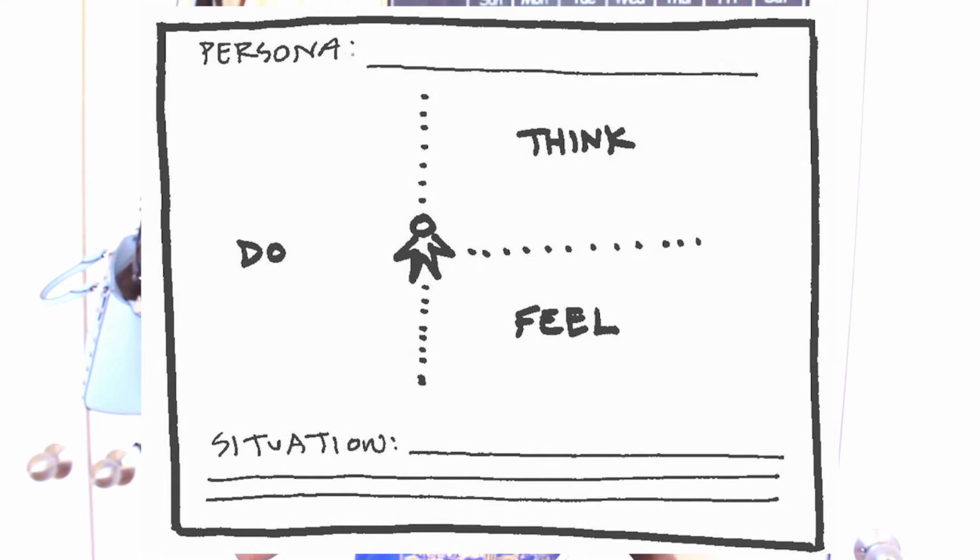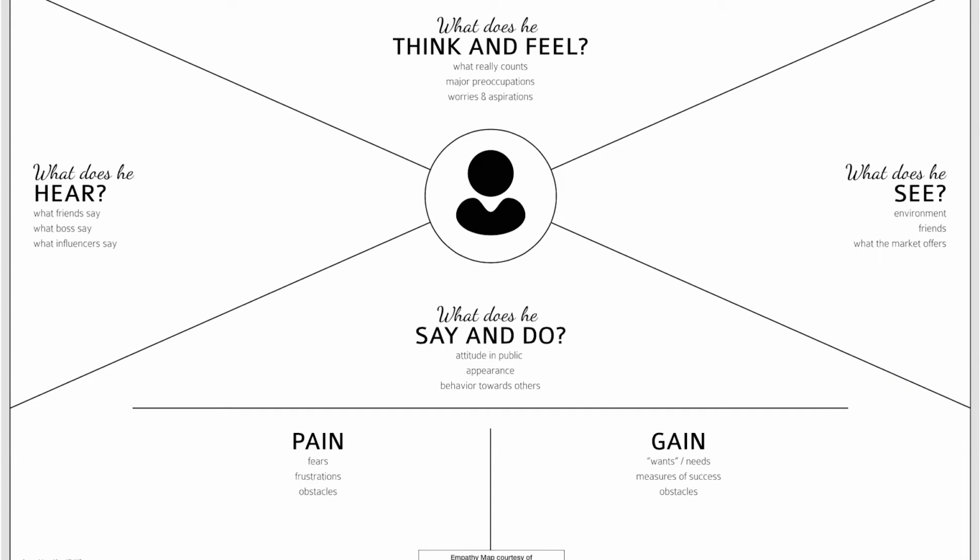And the second thing is empathy mapping. Empathy mapping is something where you have a graph and you put say, do, feel and think. The idea behind this is, when a situation is given to a user or even to you, you might think and feel totally different things, and you might do something totally different.